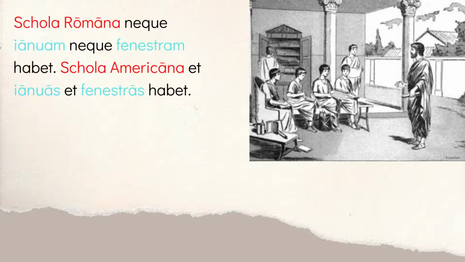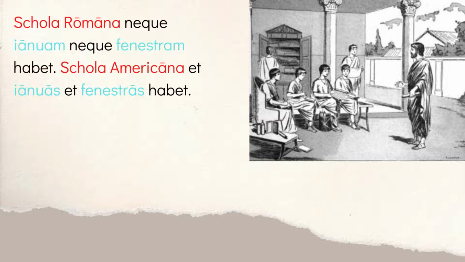But let's start with our subject, Schola Romana. You can see it's in red. It's the nominative. They both end in A, so that's my subject. So the Roman school, our verb here is habet, it has. So the Roman school has neither nor, neque. So we need direct objects. What does it have, or in this case, not have? It has neither a januam, a door, nor a fenestram, a window. So again, it's playing at the idea that Roman schools would be out in the open. So it's saying an American school has doors and windows, but a Roman school doesn't.